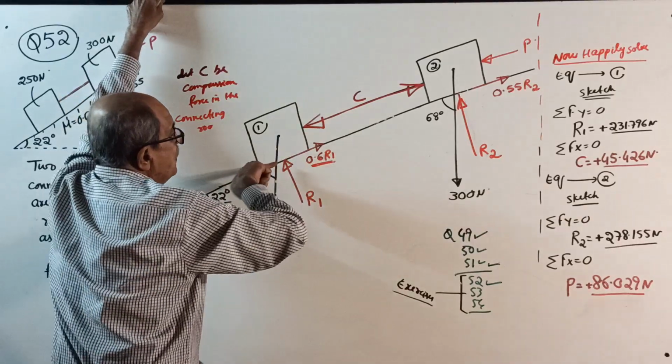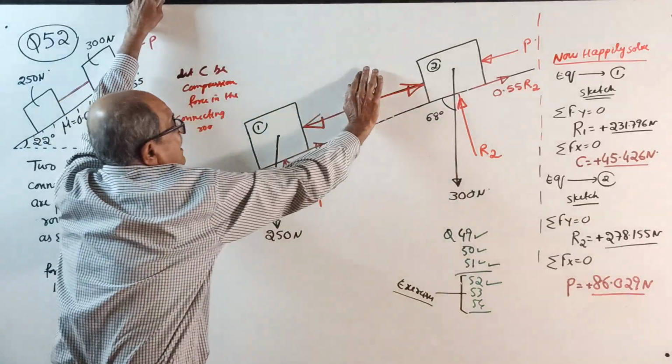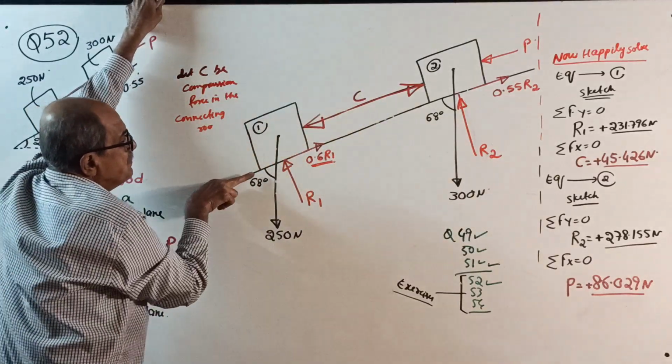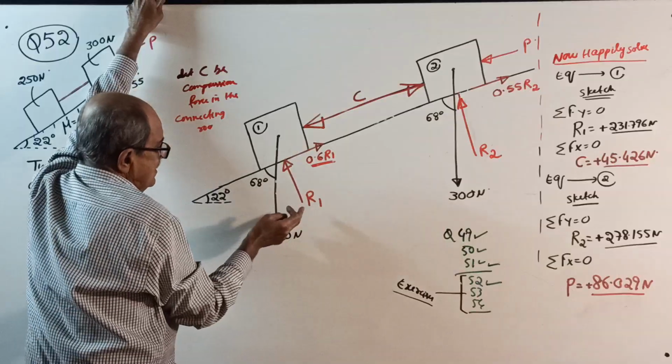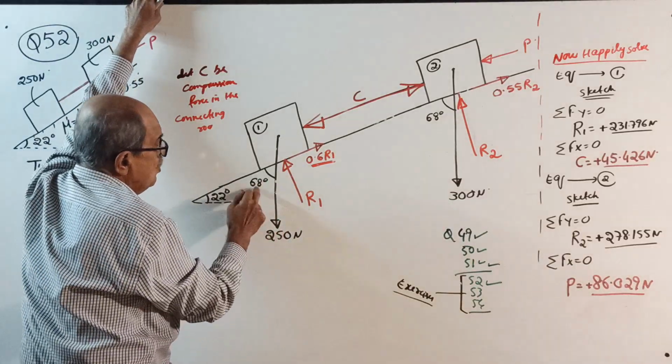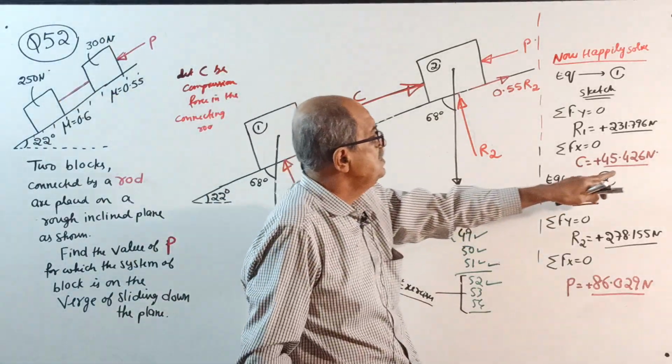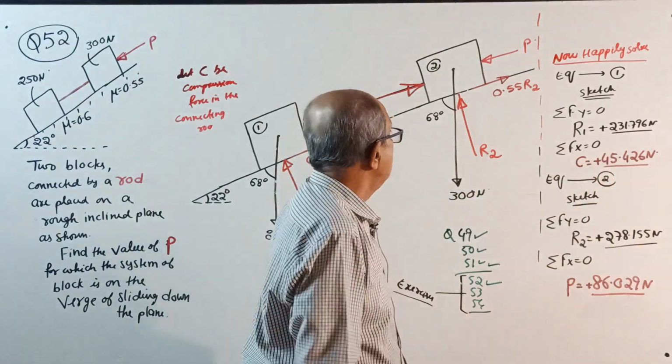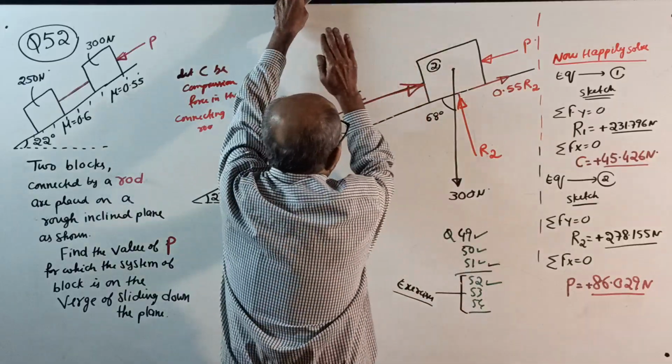Minus C plus 0.6 R1, then minus 250 cos 68 equal to 0. Substitute, you get the value of C. Okay, then now consider equilibrium of block 2.